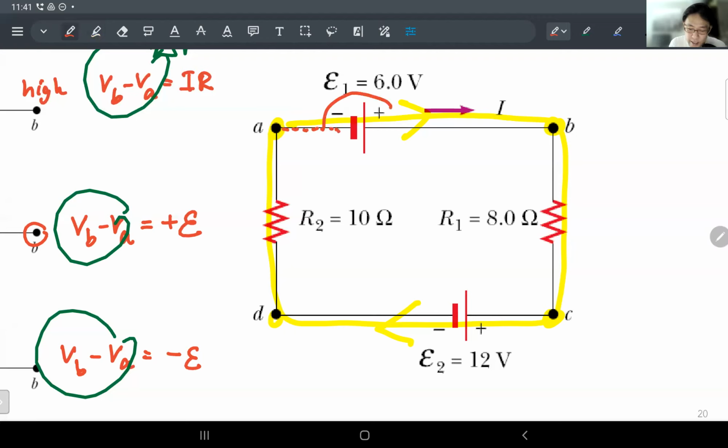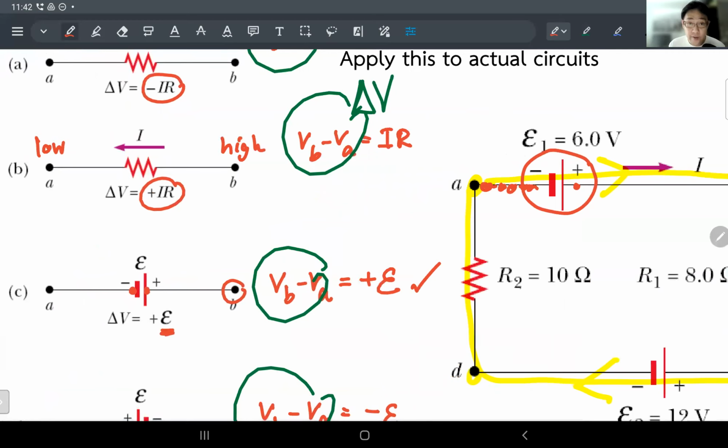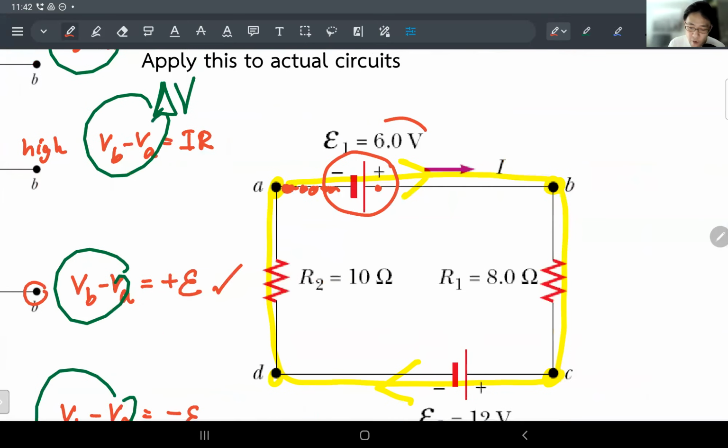Now I'm seeing a battery, and I'm going from here to here. I'm walking here, I'm walking here. Now I hit the negative side of this one, and I'm about to move to the positive side. So I'm going uphill, going higher in potential. This is exactly this case over here. So I'm going uphill. How much? 6 volts. So I have 6 volts along my walk.